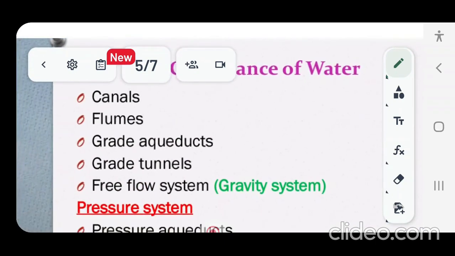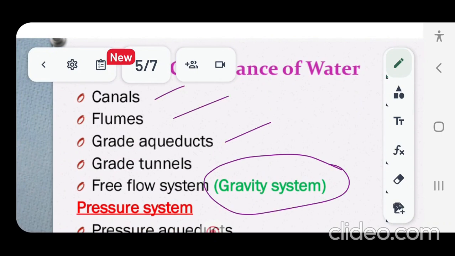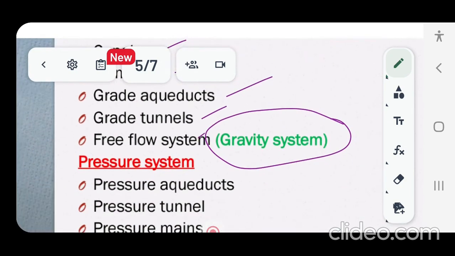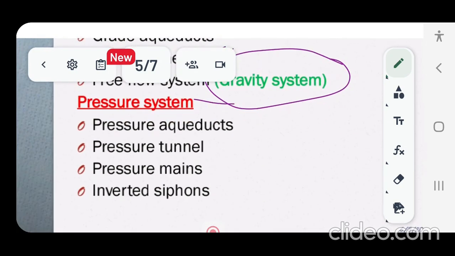Now, the conveyance systems of water that act under gravity are canals, flumes, grade aqueducts, grade tunnel, free flow system. Those acting under pressure are pressure aqueducts, pressure tunnel, pressure mains, inverted siphon.